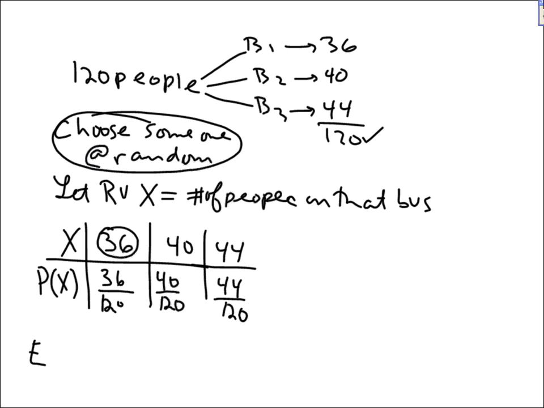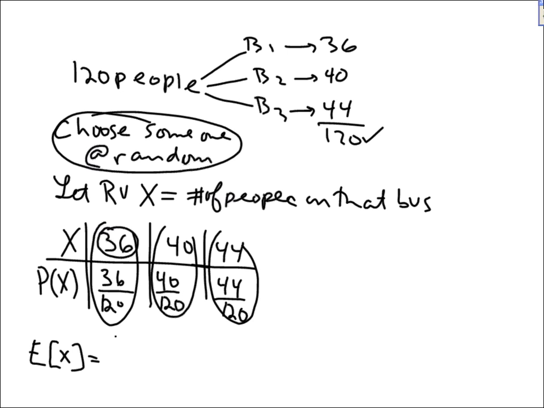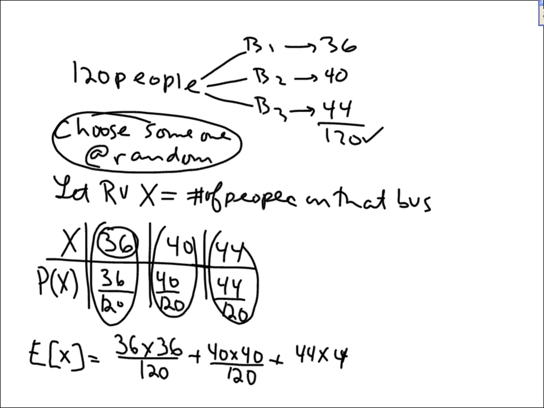So the expected value, E of x, is just this product plus this product plus that product. 36 times 36 over 120, plus 40 times 40 over 120, plus 44 times 44 over 120.